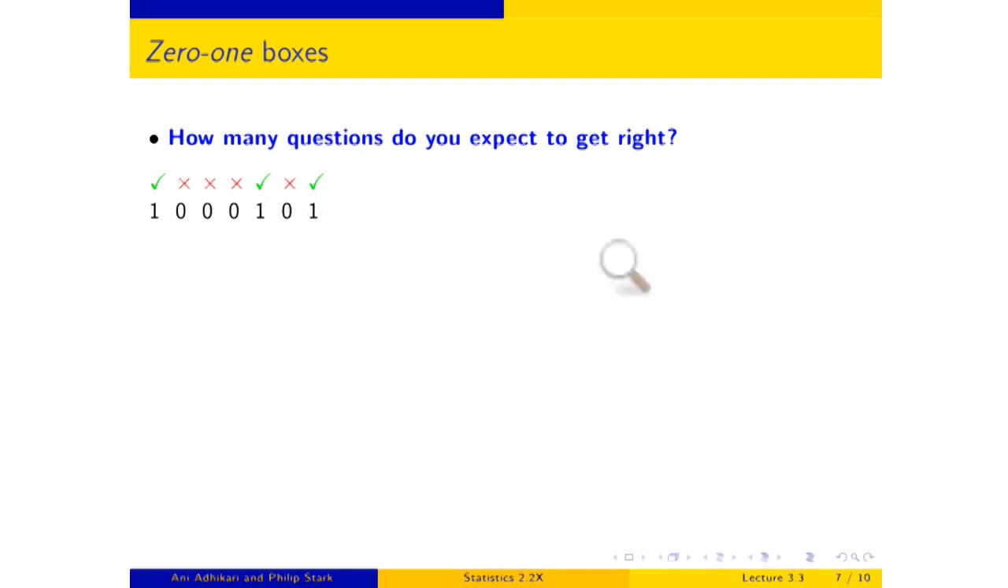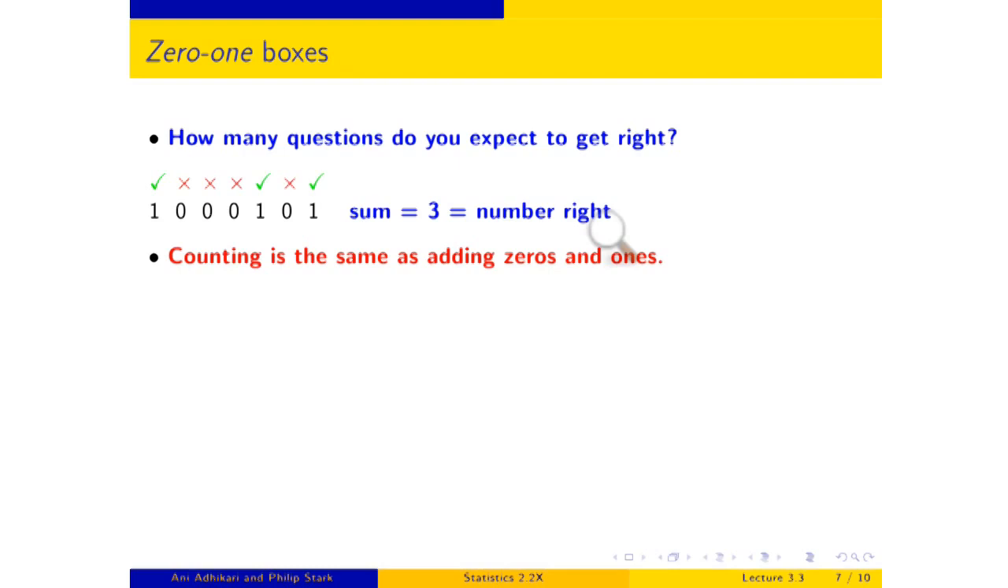And the observation is, here now you have a list of numbers. Add them up. What do you get? Yep, you get 3, which is the number right. Adding zeros and ones is the same as counting. See, the sum goes up for every correct answer, and then it stays flat, and then it goes up again, 1 for every correct answer, flat, etc. And so counting and adding zeros and ones are exactly the same thing.